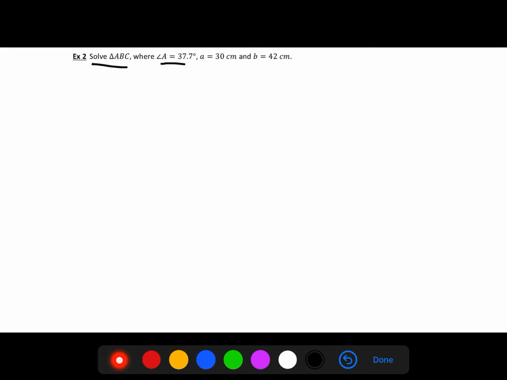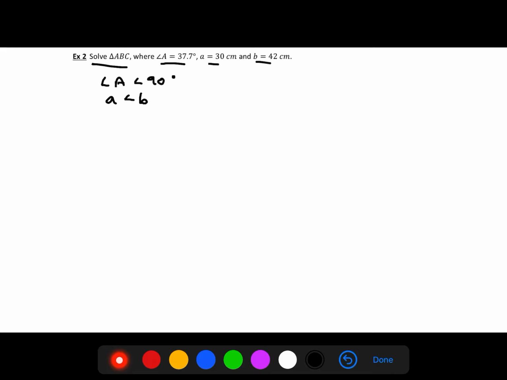Example number 2. Now we want to solve triangle ABC. So we need to find all the missing angles and all the missing sides. Starting, we notice we do have a side-side-angle situation. So again, we're going to take a look at, first of all, how many solutions we can have.